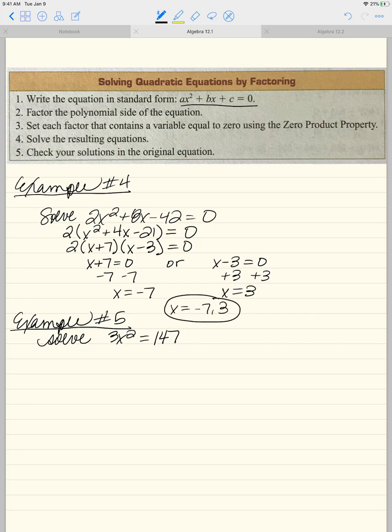Example number 5. 3x squared is equal to 147.